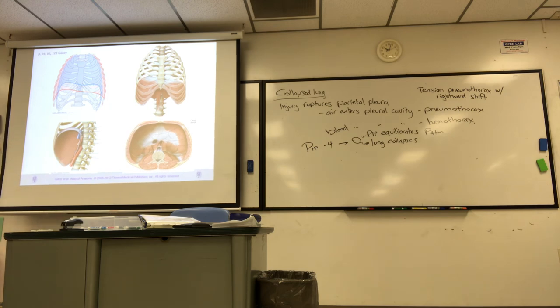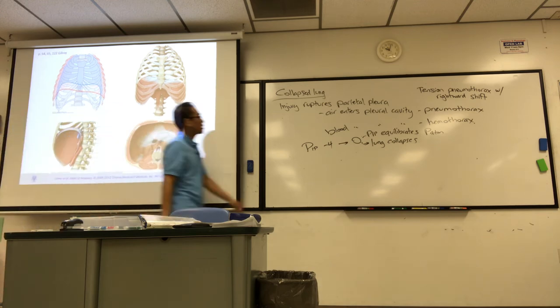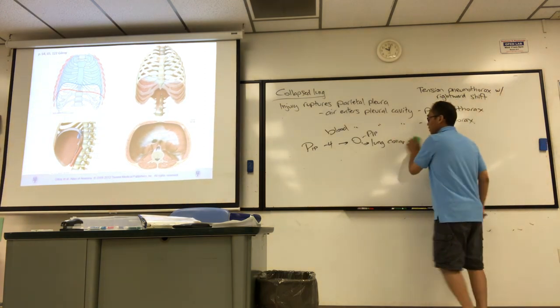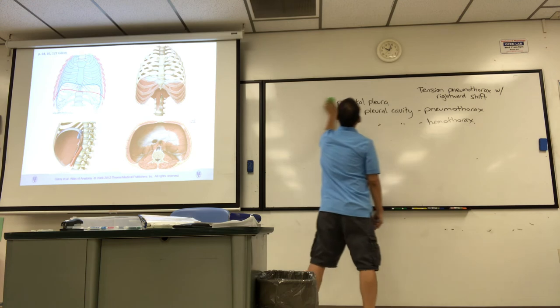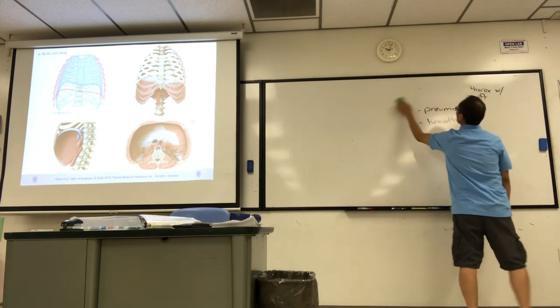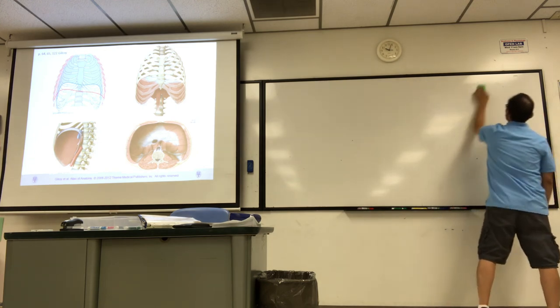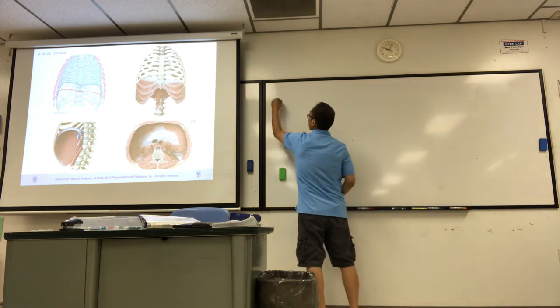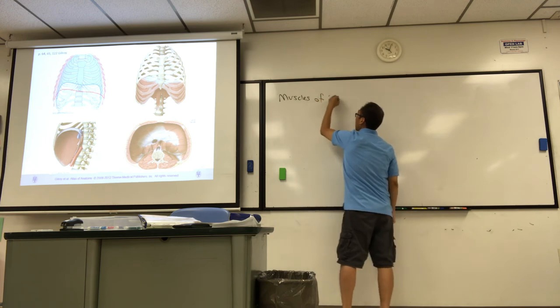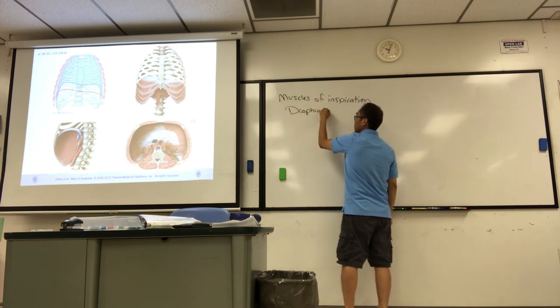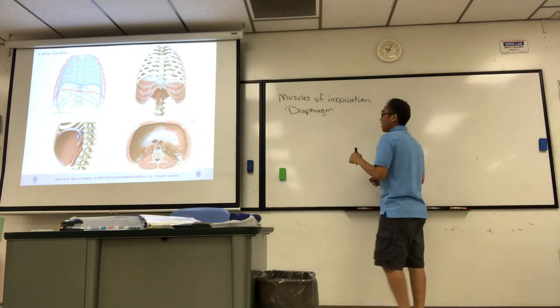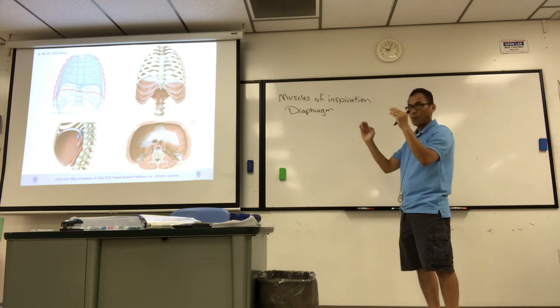Let's call this the muscles of inspiration. Mostly diaphragm. Muscles of inspiration include primarily the diaphragm. Now the diaphragm is a muscle that when it contracts, it flattens. It's a big dome shape, and when it contracts, it flattens.